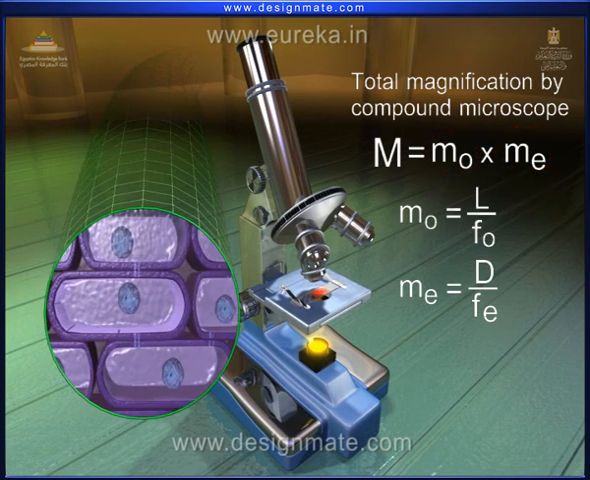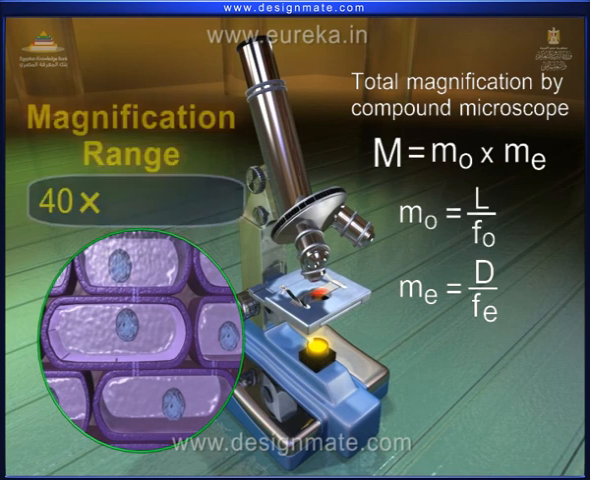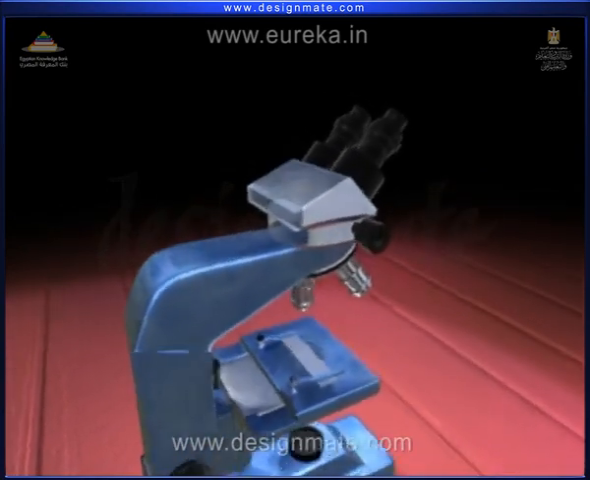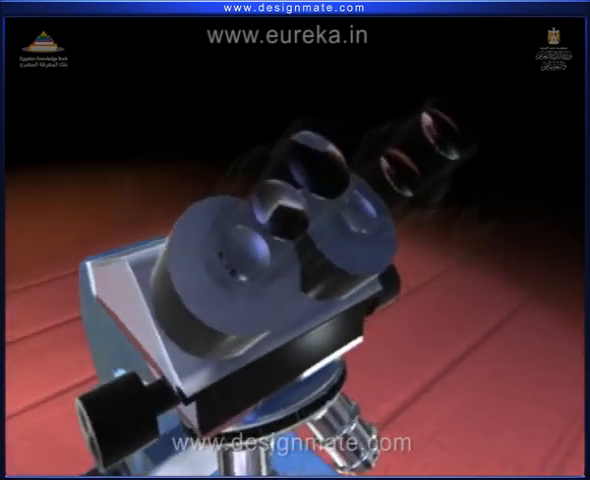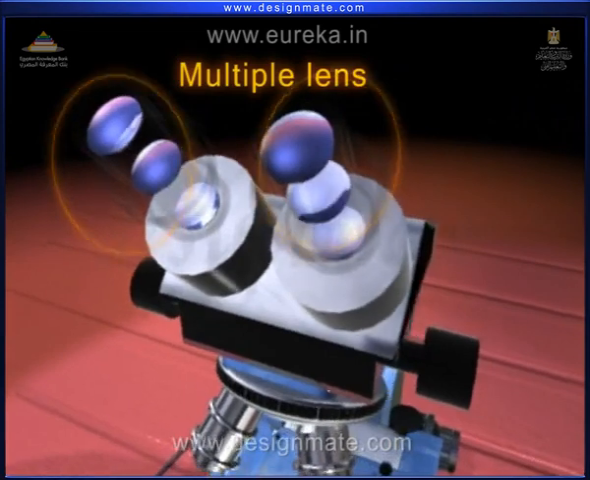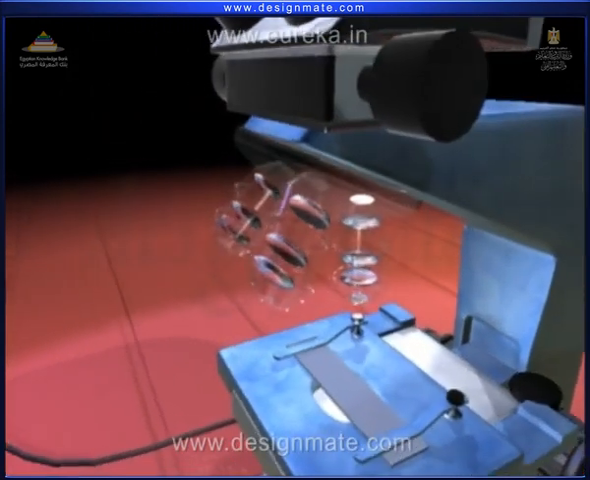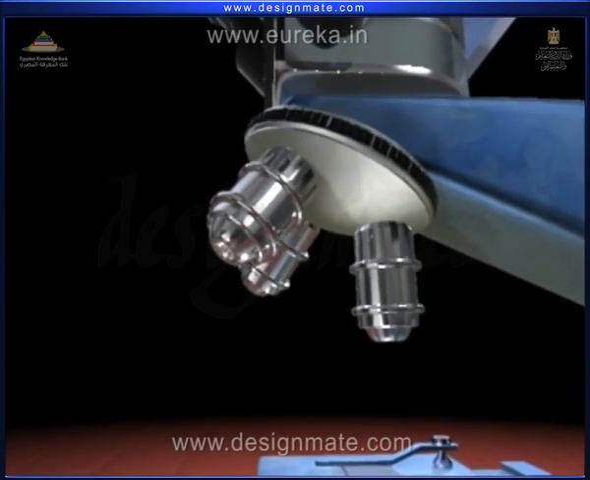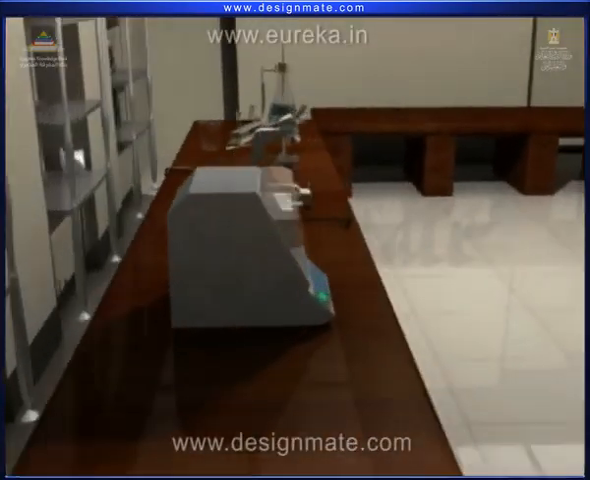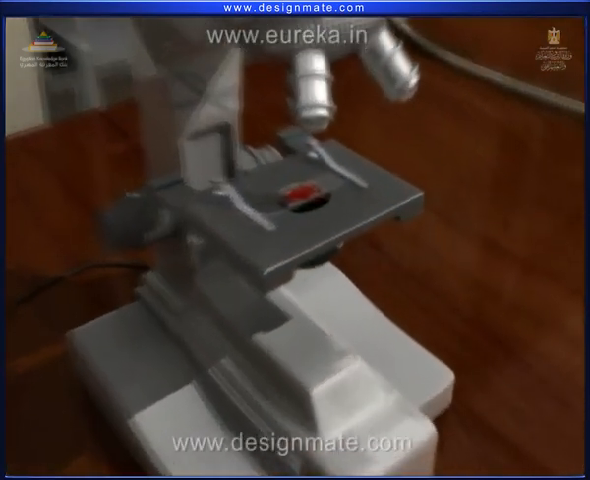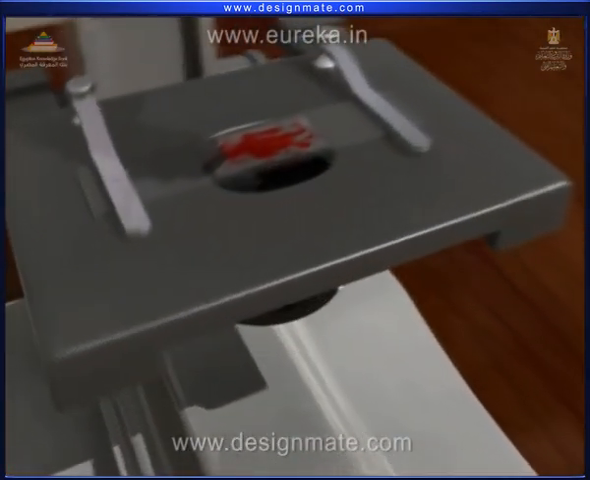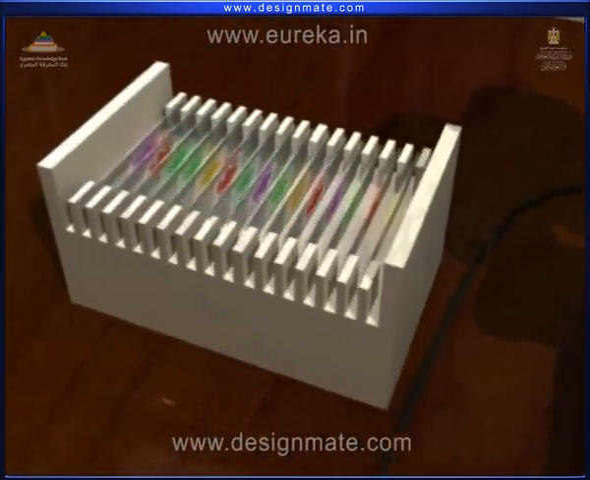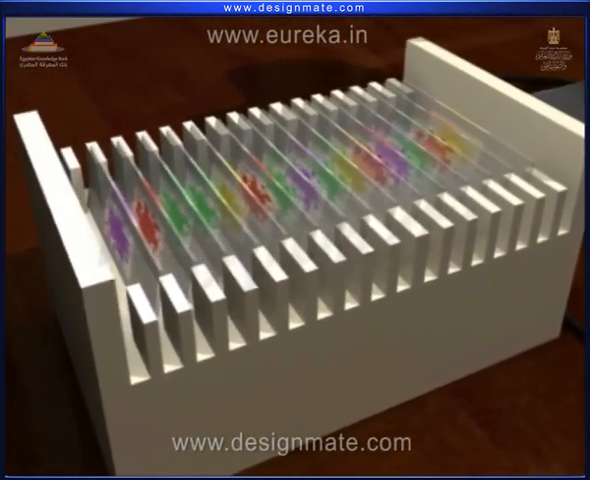A compound microscope typically has a total magnification range of about 40 to 1,000 times. Modern compound microscopes are usually more complex, with multiple lens components in both objective and eyepiece assemblies. These multi-component lenses are designed to reduce various defects. The compound microscopes are generally used in laboratories to examine the thinly sliced sections of certain organic materials. Various stain slides can also be observed using a compound microscope.